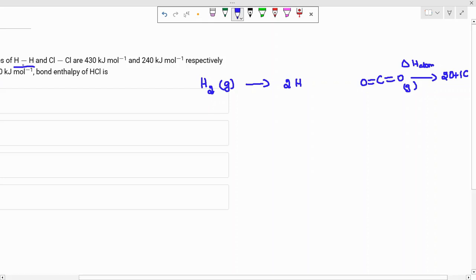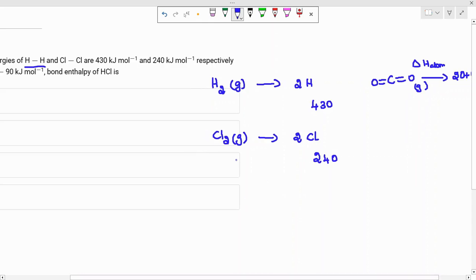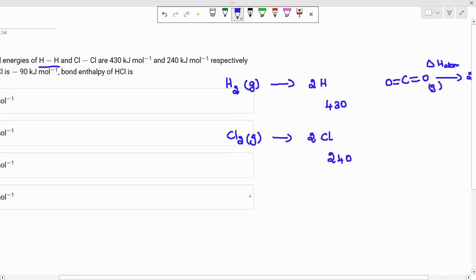So they have given the bond enthalpy of hydrogen. I have represented the stoichiometric equation for that bond enthalpy of hydrogen. That is actually 430 according to the given data. And then the second case, Cl2. When you are taking that Cl2 in gaseous state, and you are converting that Cl2 into 2 moles of chlorine atoms, then the bond enthalpy here will be 240 kilojoule per mole. And look at one more thing. Chlorine, 1 mole of chlorine is having 1 mole of single bond. That's why you can consider that as a bond enthalpy, as well as HCl.